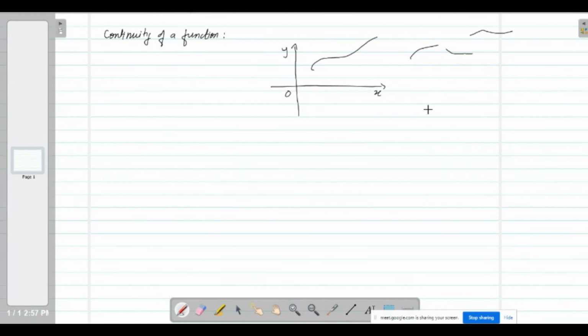Is this function continuous? No, sir, because there is a break here. To reach from here to here, we must jump. So continuity is broken between this point and this point, and this function is not continuous. And this is your function, which is a continuous function. Why is this so? Because we can draw the curve without lifting your pen.